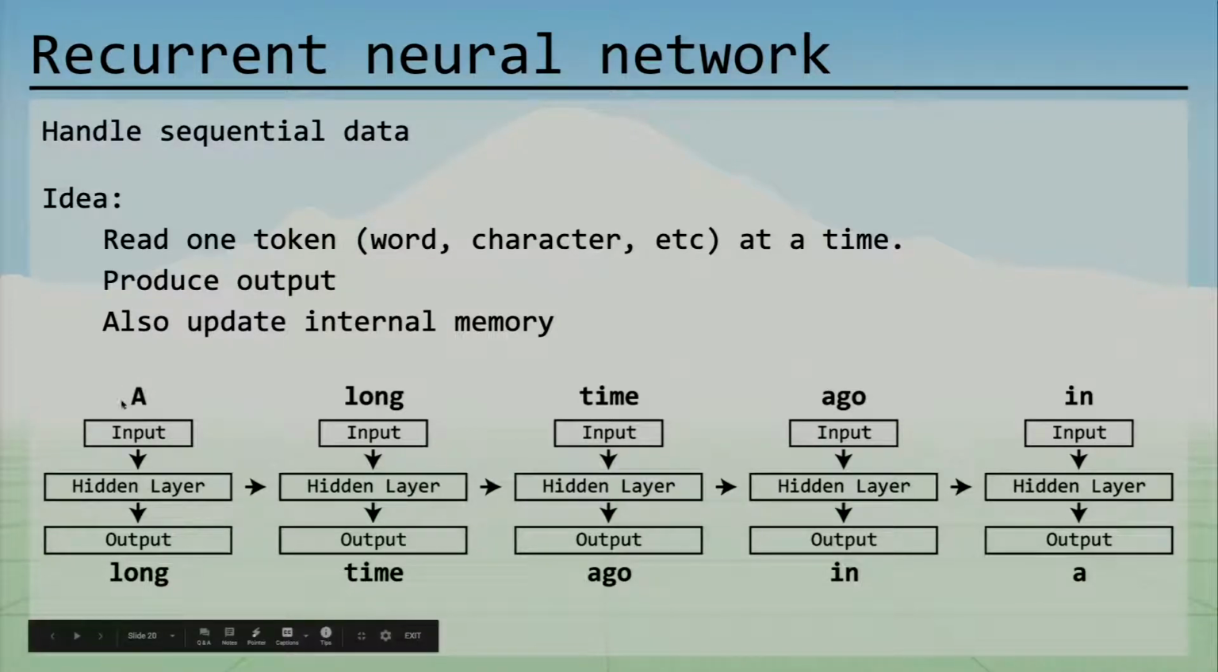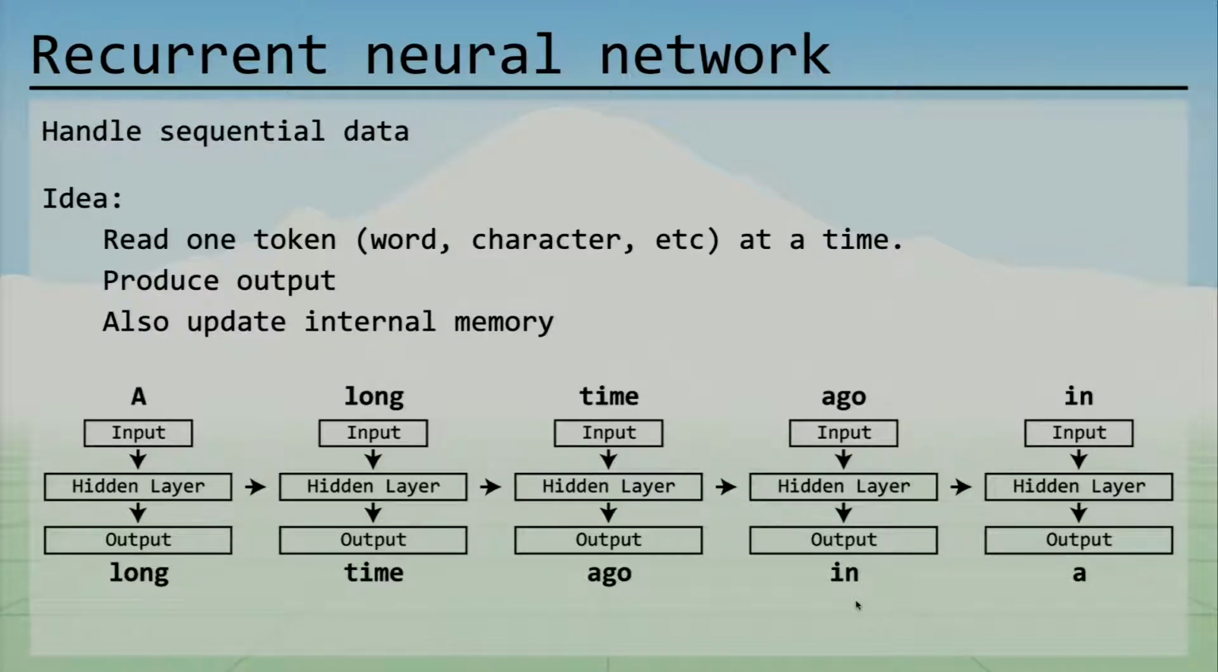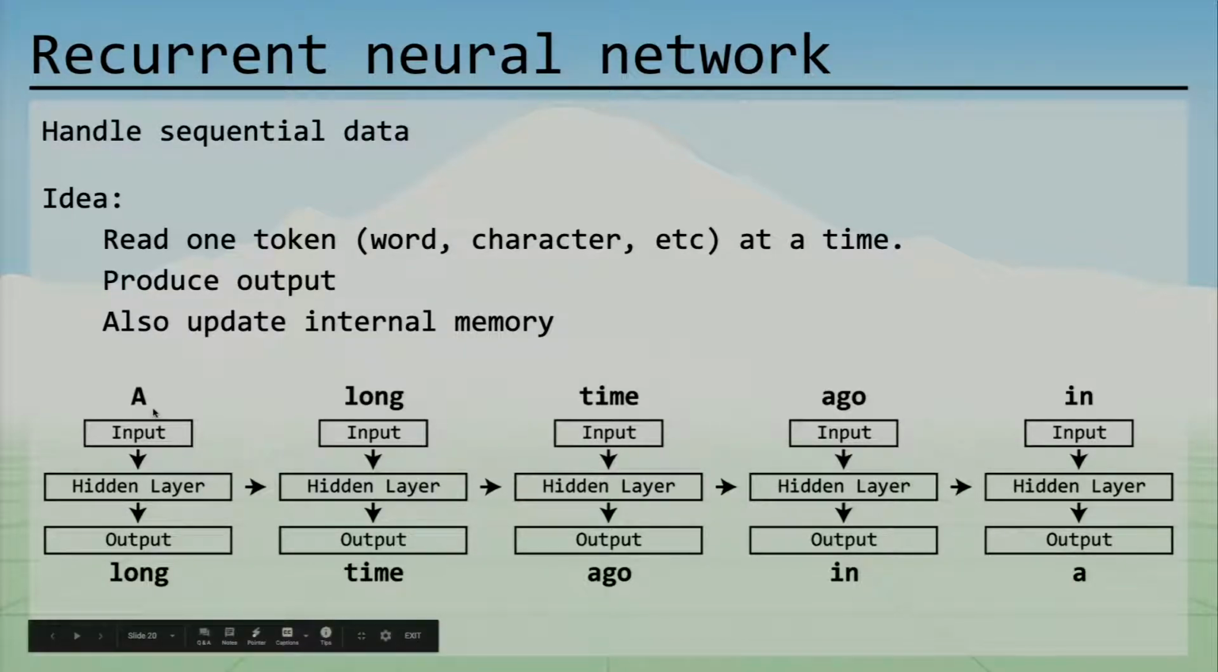So if we read the word A, hopefully we would produce long, and then if we read the words A long, hopefully the next word that we would produce as output is time, etc., until we're producing this string in this text that we're reading in. So the idea with training something like this is actually very easy.